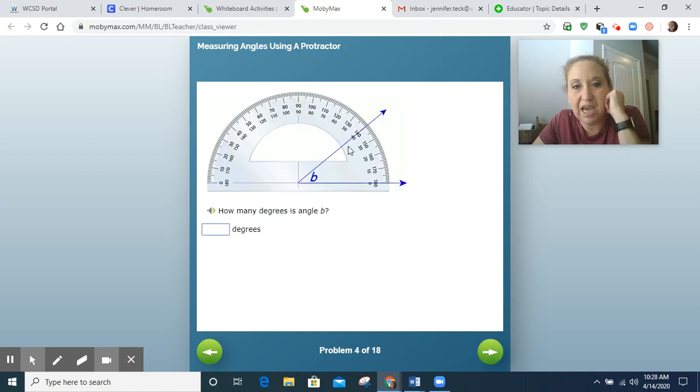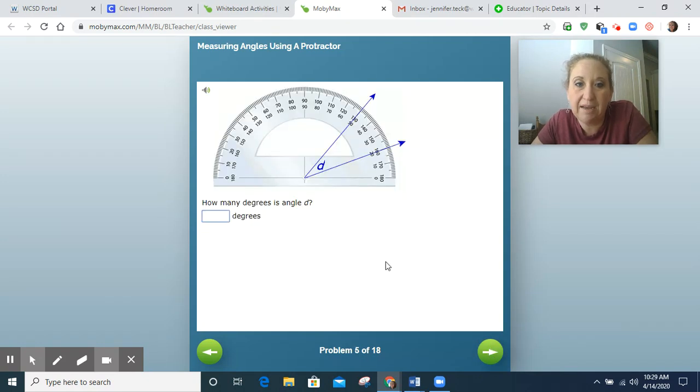Alrighty, so let's look at another example. Again, they lined it up with the line at 0, and they come right here. So we're using this bottom number. So our angle on our protractor would be measuring 40 degrees, okay?